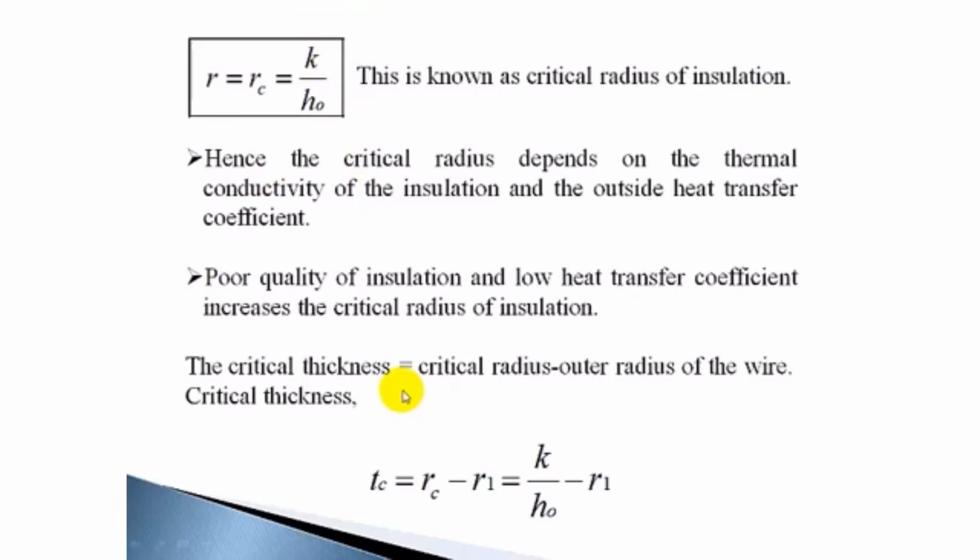Now you can calculate the critical thickness of insulation as critical radius minus outer radius of the wire. So critical thickness of insulation is Rc minus r1, and we know the critical radius is k by h naught, so k by h naught minus r1. This will give the critical thickness of insulation.